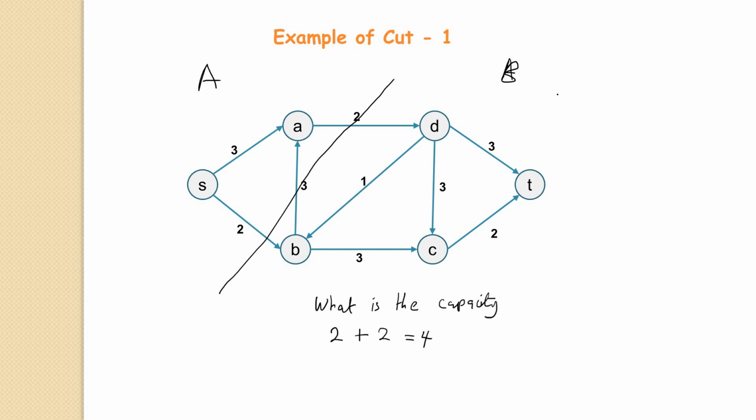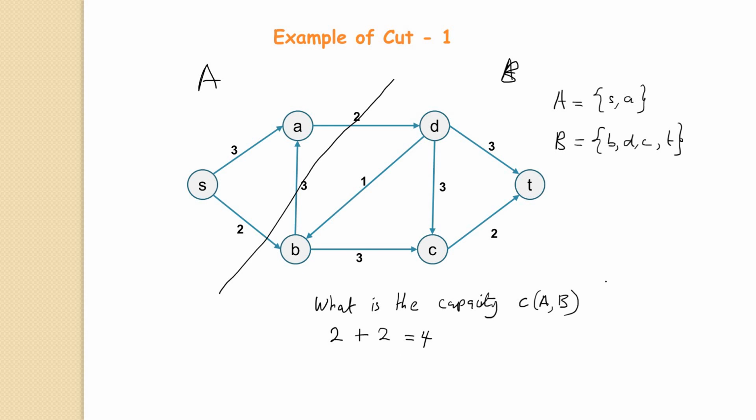Another thing I would like to let you know is that you can define the partitions as A is equal to the enumeration of S and A, and B is the enumeration of B, D, C, and T. Okay? Let me just teach you one notation that you need to know. Capacity of a cut is written as capacity of the cut A, B. That is how it is written, right?